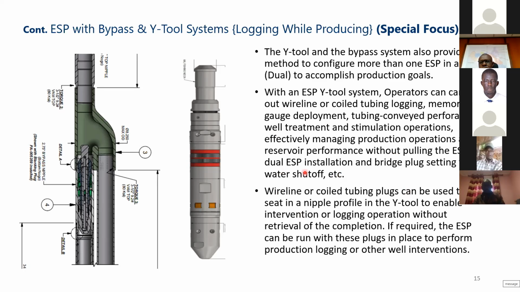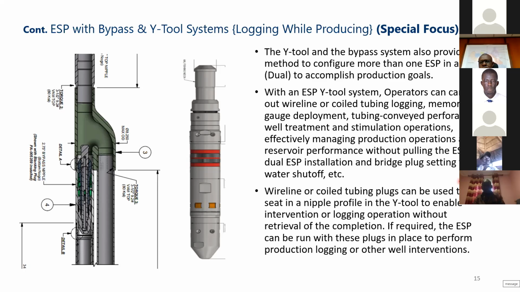Also, it gives the dual ESP installation option. You have a dual ESP. I will talk about the dual ESP in the next slide. Also, it gives the option of a bridge plug setting for water shutoffs. In case you have water shutoffs, it gives you the option to run a bridge plug through the bypass system or through the Y tool.